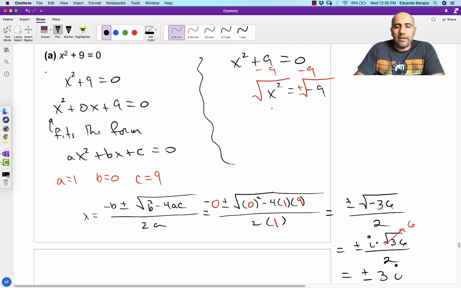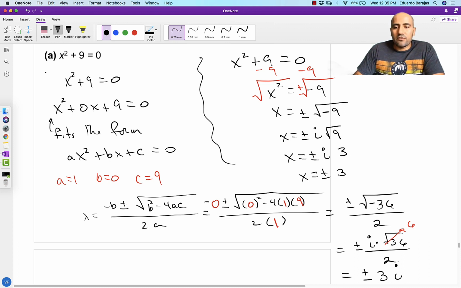And we're allowed to do that. So we get x equals plus or minus square root of negative 9. And then the way we deal with that minus is to bring out an i. So we get that x equals plus or minus i root 9, which then gives you x equals plus or minus i times 3, or x equals plus or minus 3i.